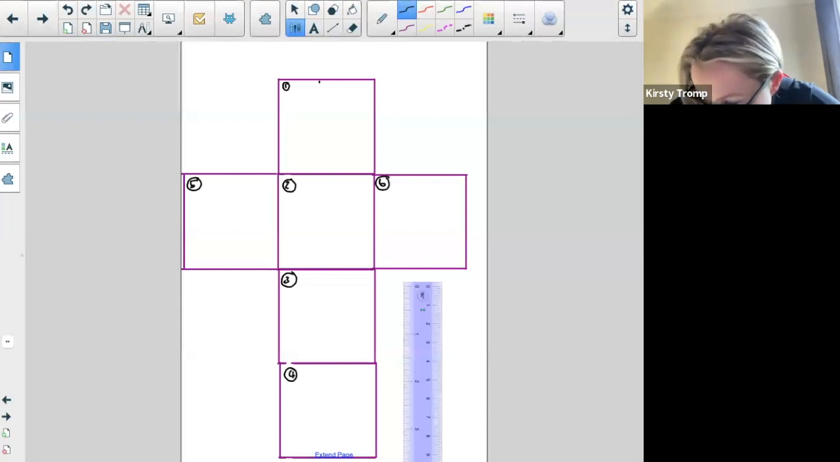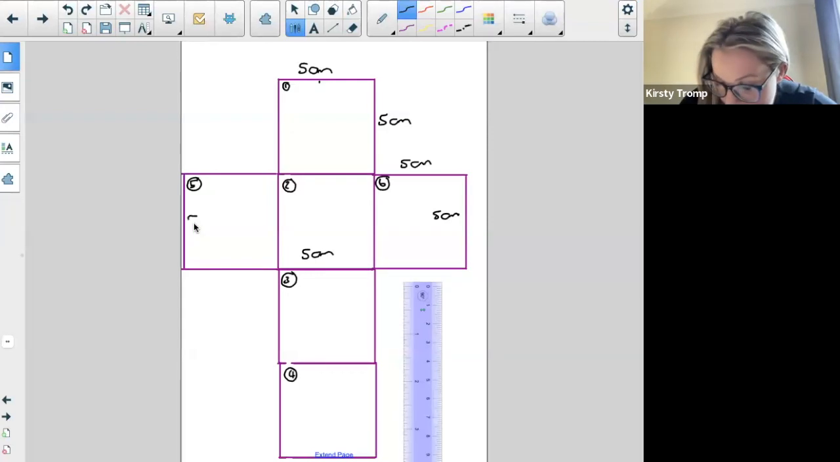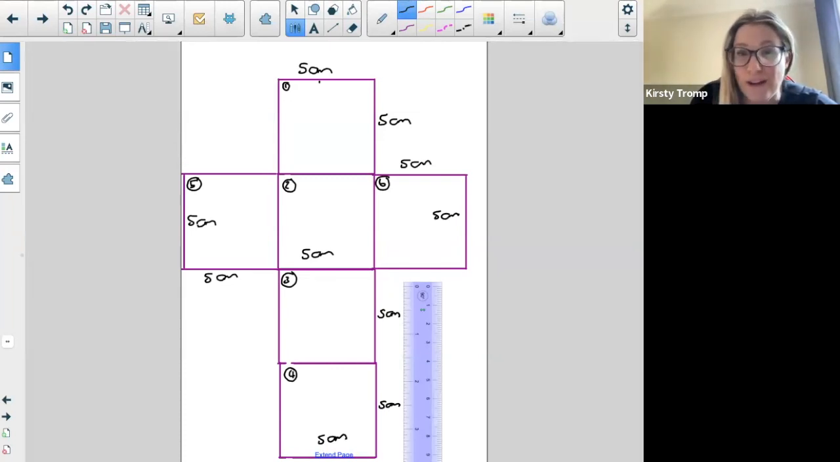So we need to tell them that this is 5 centimeters, 5 centimeters, 5 centimeters, and so on. I've just thrown in a whole lot of 5 centimeters all the way.